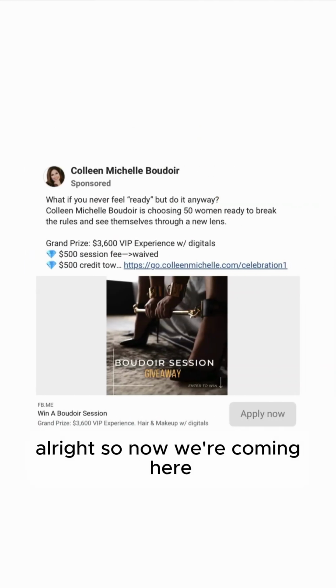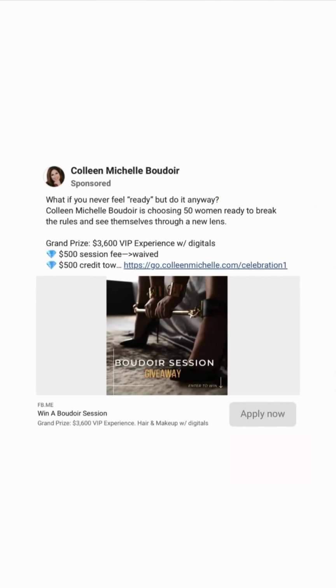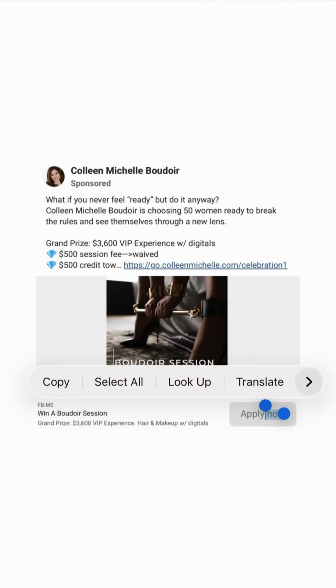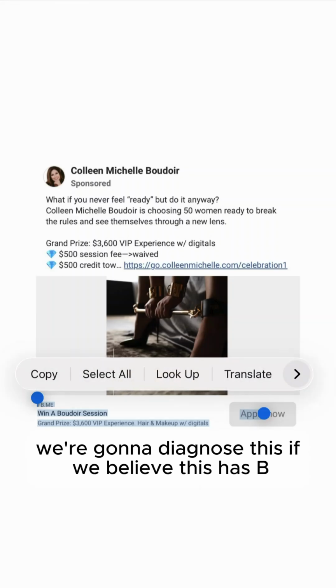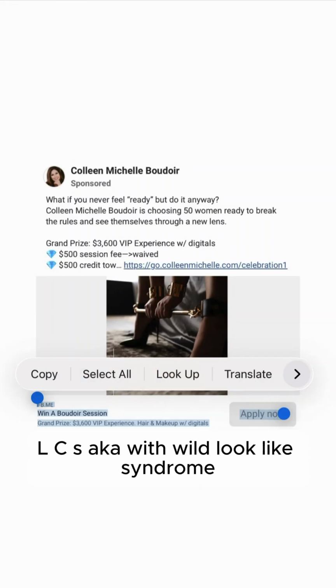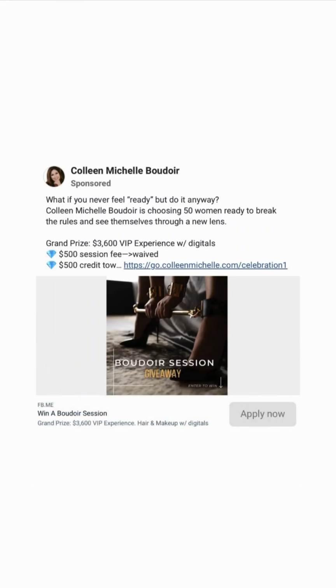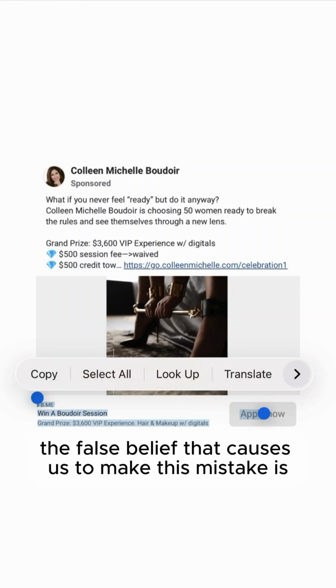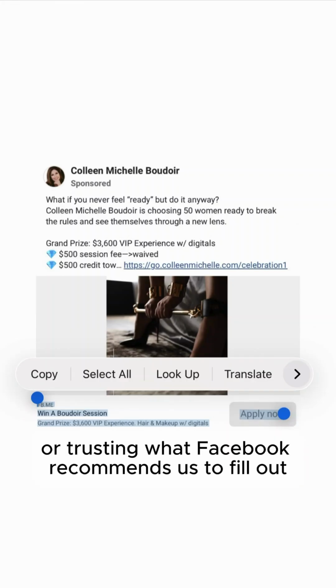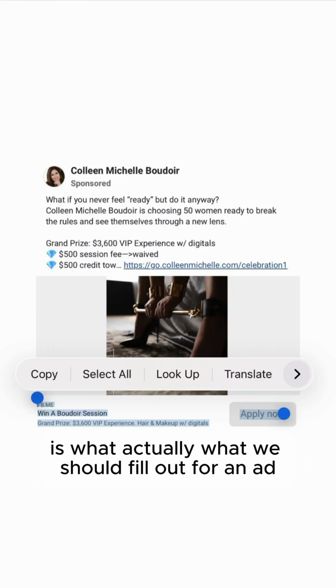All right, so now we're coming here. We're going to diagnose this if we believe this has BLCS, aka boudoir low click syndrome. So I'm seeing the below creative cluster mistake here. The false belief that causes us to make this mistake is we're trusting that what Facebook recommends us to fill out is what we should fill out for an ad.